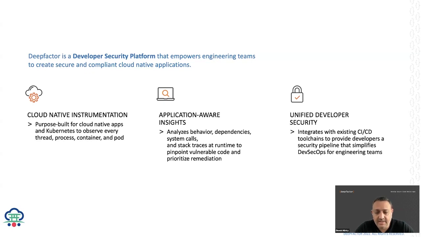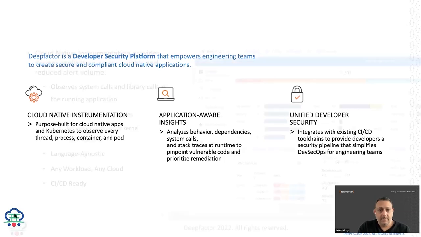Then we're able to provide detailed stack trace alerts to help pinpoint the developer to the actual vulnerable code that the alert was triggered for. And this helps with prioritizing remediation. And finally, we need to make sure that it's a unified developer security experience. To that end, the platform integrates with all the existing CI/CD tool chains, which enables the developer to have a security pipeline that is quite simple to use. And it's useful for both the developers as well as the developer ops teams within engineering organizations.